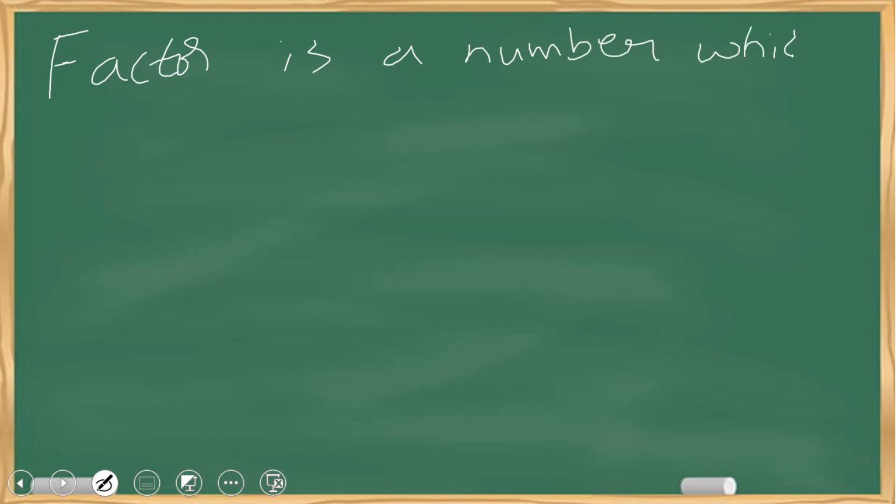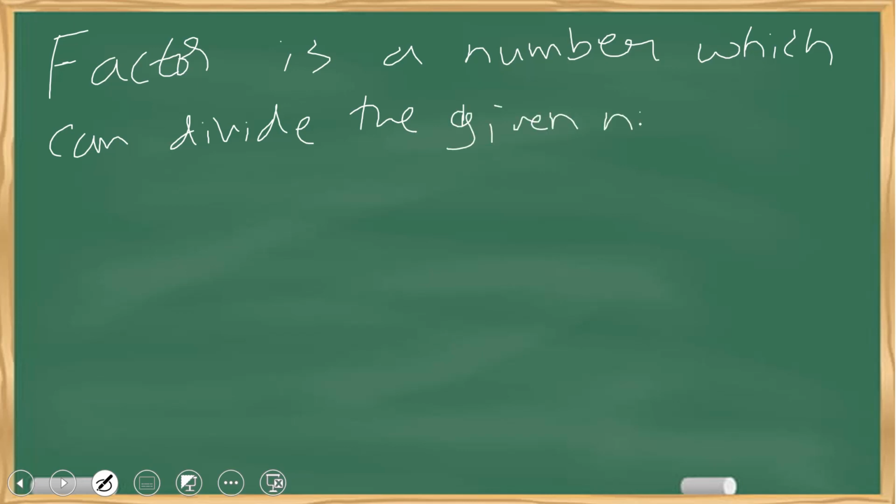A factor is a number which can divide the given number with no remainder. Okay, if I take examples, that would be very easy for you to understand the concept here. So I'll take 12 as an example.